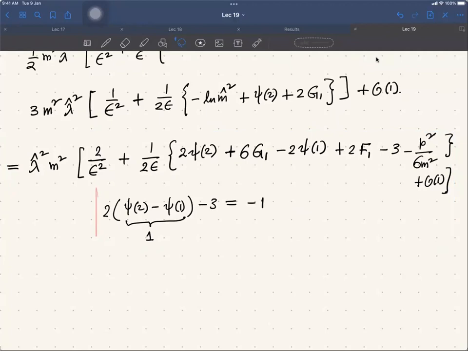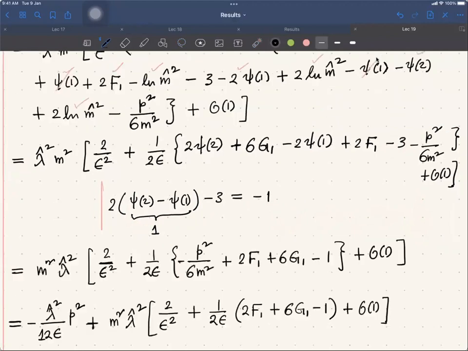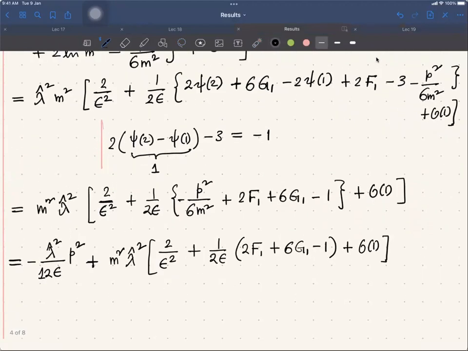So these two terms, psi2 minus psi1, give you one that you can check. In fact, there is a more general relation, psi n plus 1 minus psi n is equal to 1 over n. So this is for n equal to 1. We have that, and that combined with minus 3 gives you minus 1. So the result would be, so let me quote that result also. This is the result.